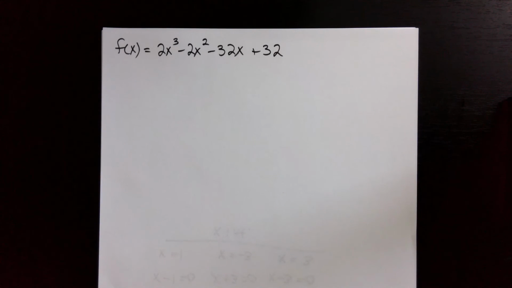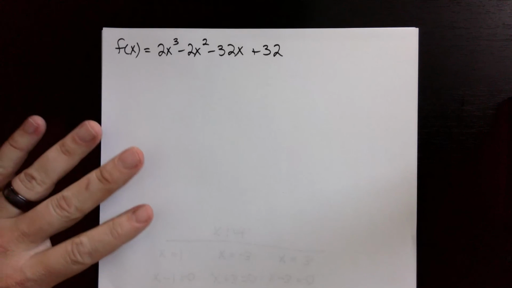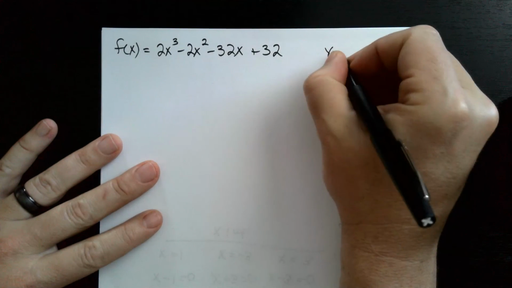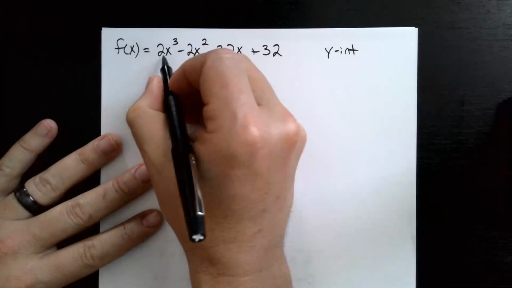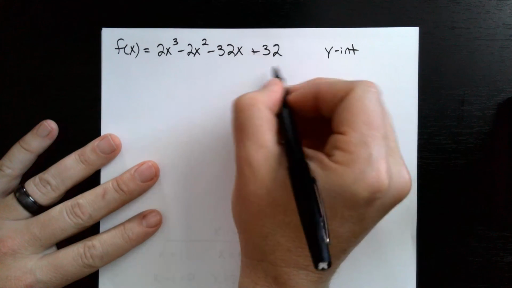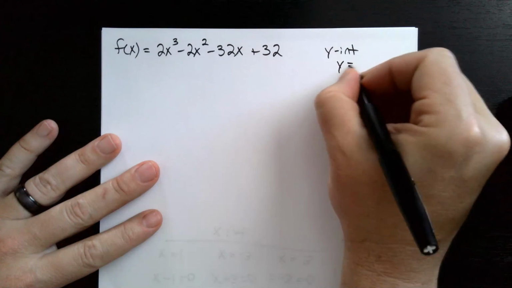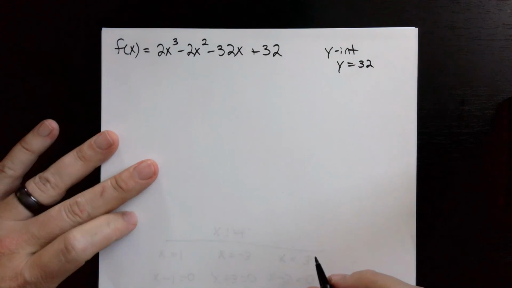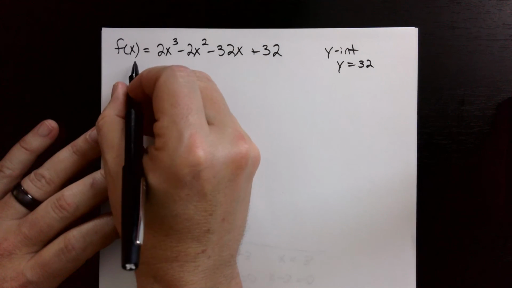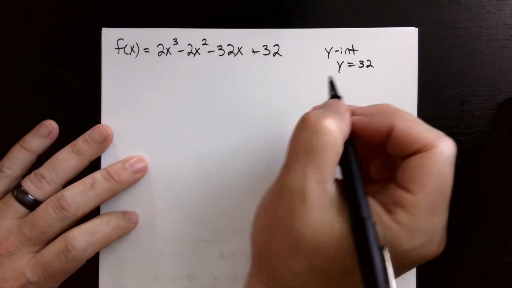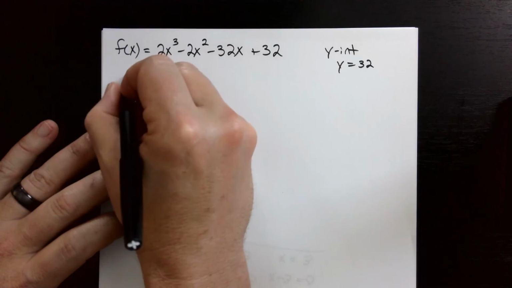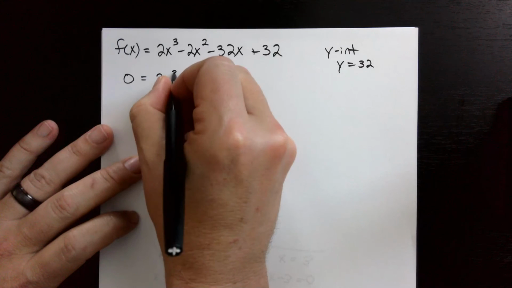Okay, one more of these. We're going to find the x and y intercepts of this. So the y-intercept again is pretty easy. We set x equals 0. The only term that doesn't go to 0 is this one. So y equals 32 is your y-intercept. To find the x-intercept, you set f of x equal to 0. We'll do that.